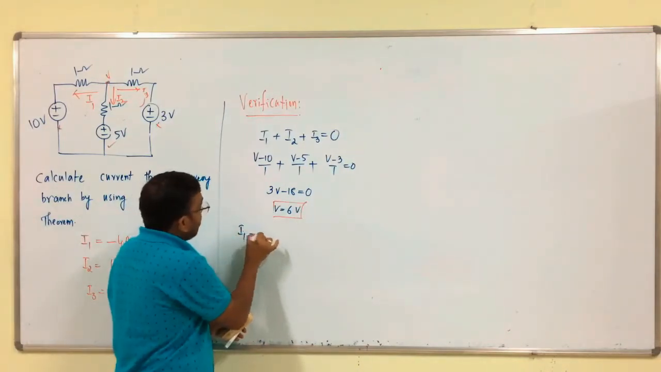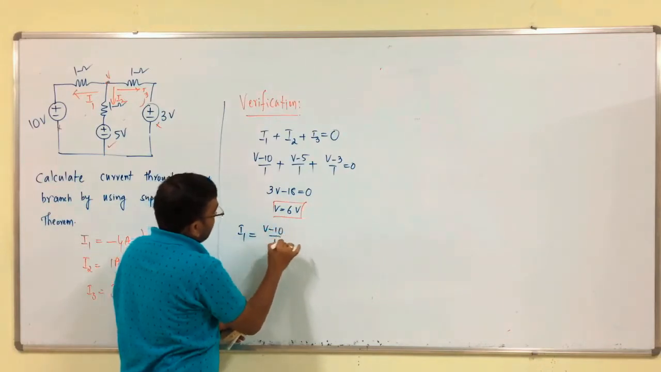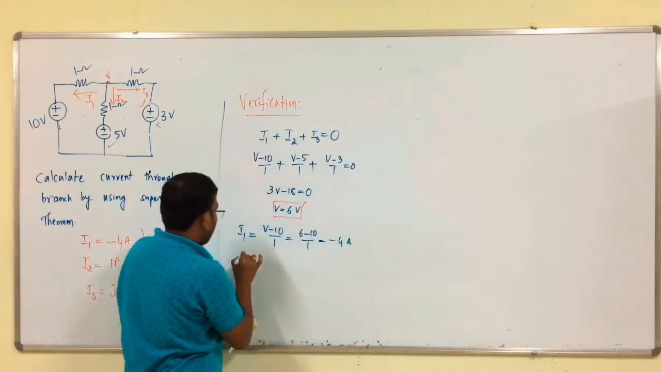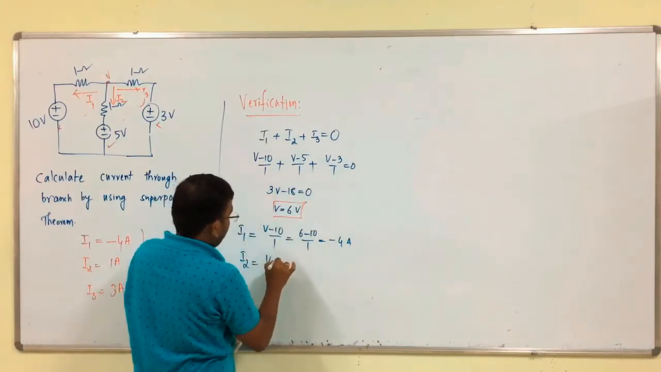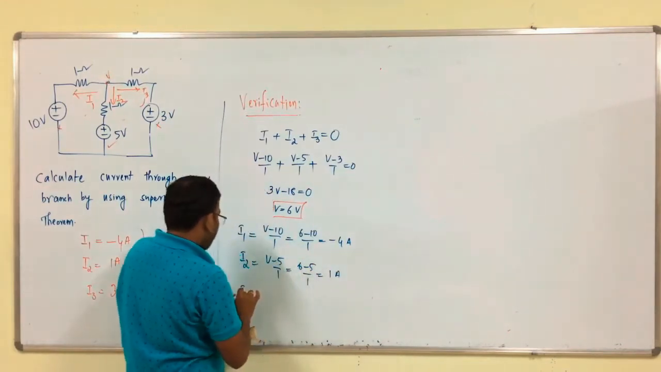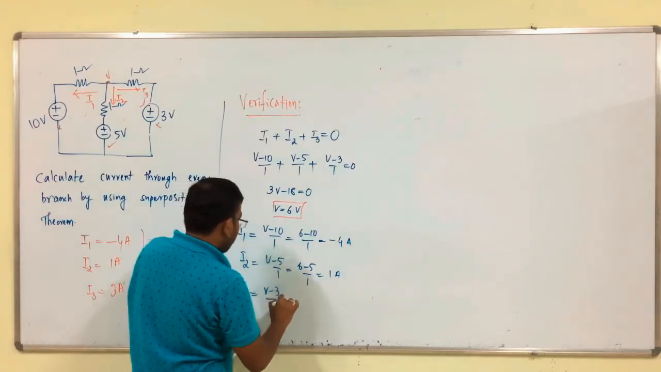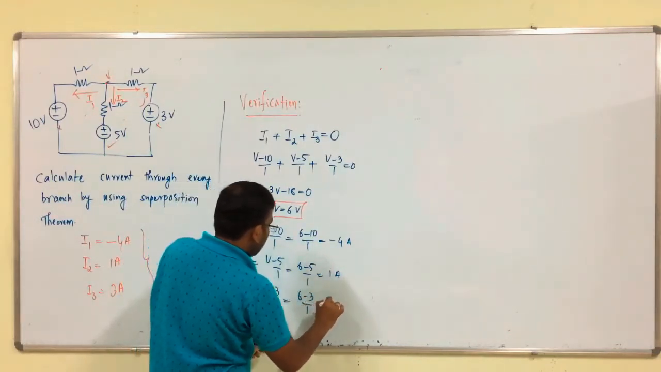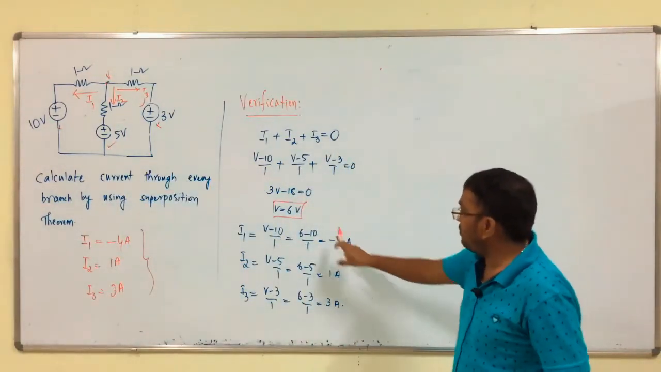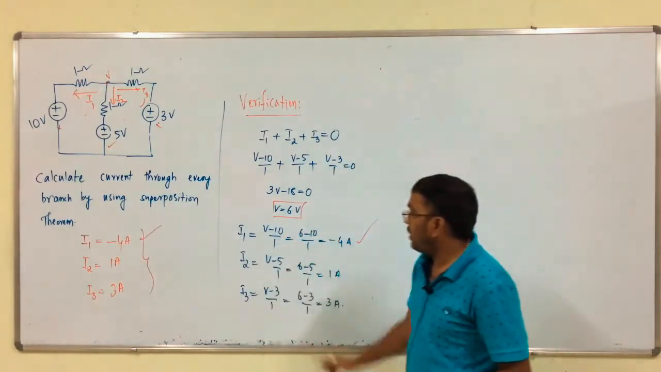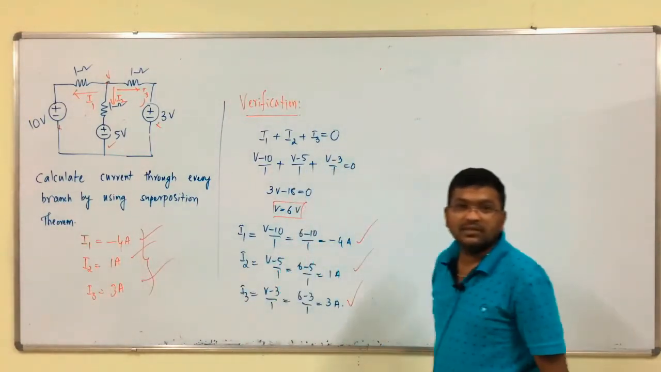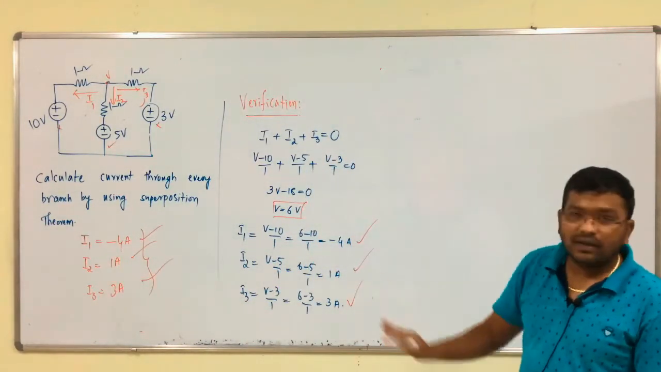So, from this I1 is what? V minus 10 by 1, which is equal to 6 minus 10 by 1, which is equal to -4 amps. I2, that is V minus 5 by 1, which is equal to 6 minus 5 by 1, which is equal to 1 amp. Like this, I3, V minus 3 by 1, which is equal to 6 minus 3 by 1, which is equal to 3 amps. See, simple verification, no? From this I1 is -4, I2 is what? 1 amp. I3 is what? 3 amps. Verified. So, you got correct answers.